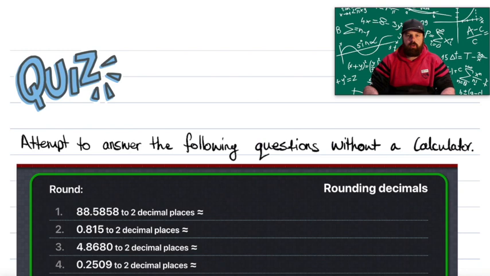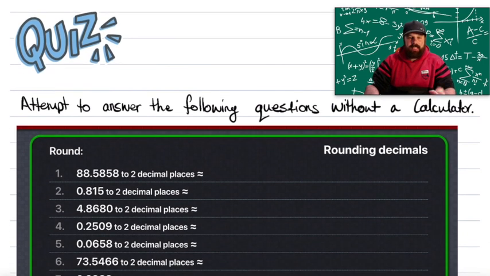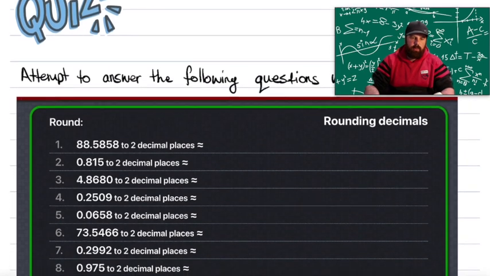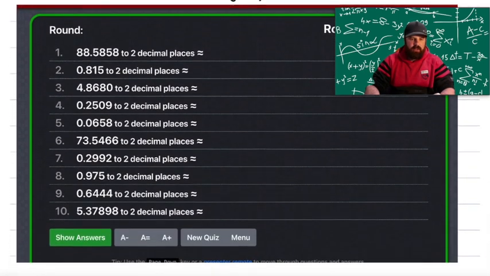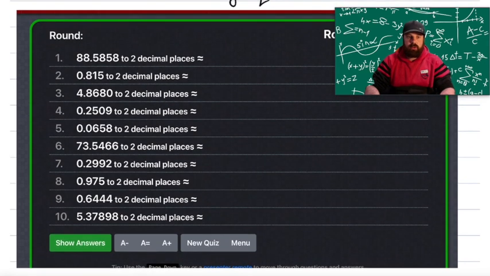As always, starting off with our 10 quick questions, and today's 10 quick questions, I just want you to practice rounding decimals. So please make sure that you read the question carefully. We're rounding all these to 2 decimal places. So have a go at doing them. Pause the video now, come back, and I'll see you in a second.